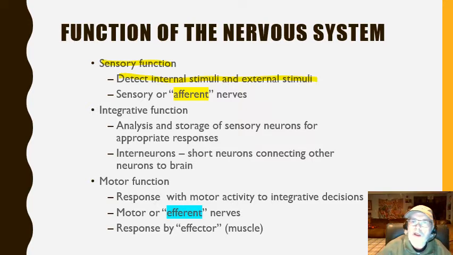These are what we call afferent nerves. We talked about this briefly in a previous PowerPoint. Afferent means going towards something, going to something.